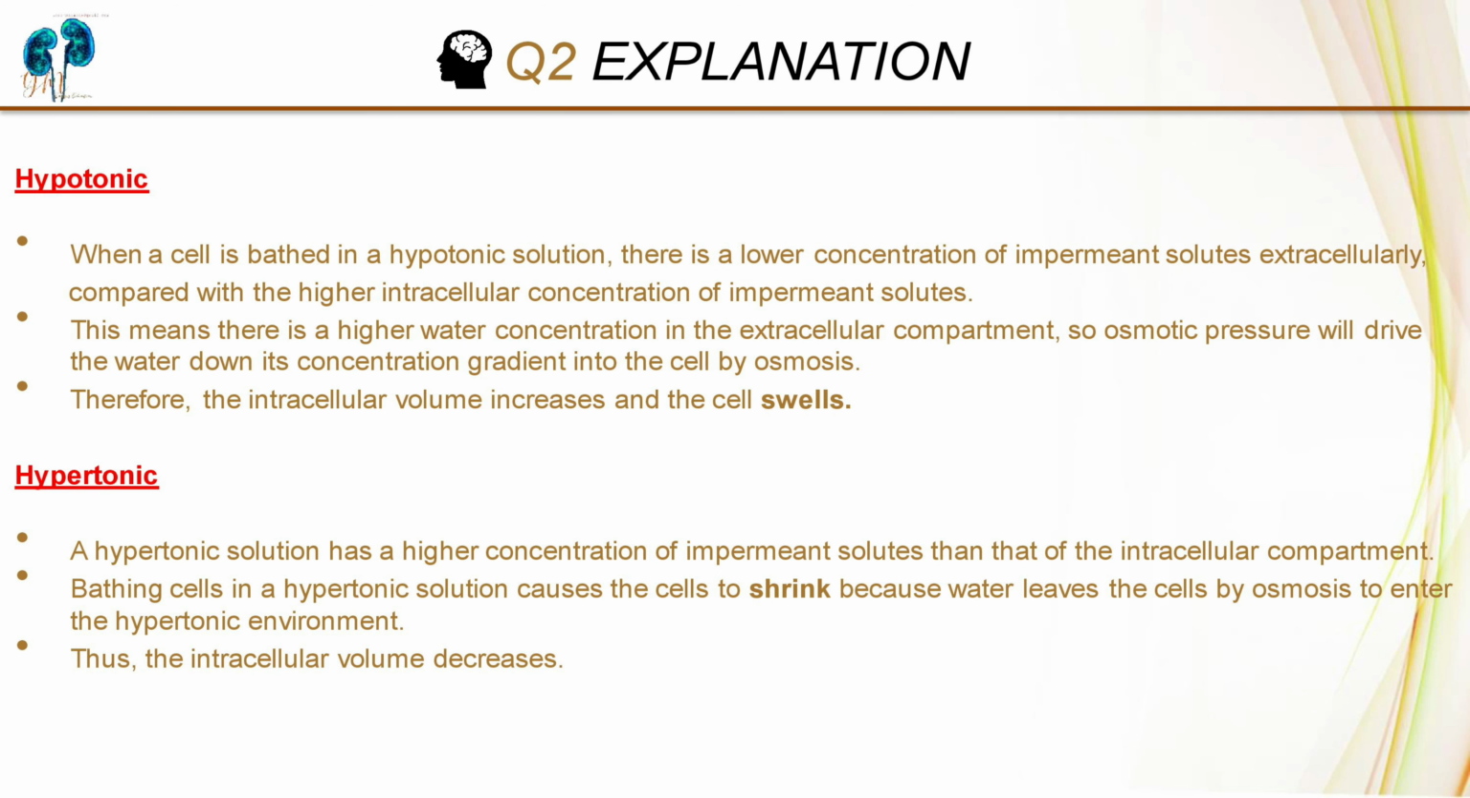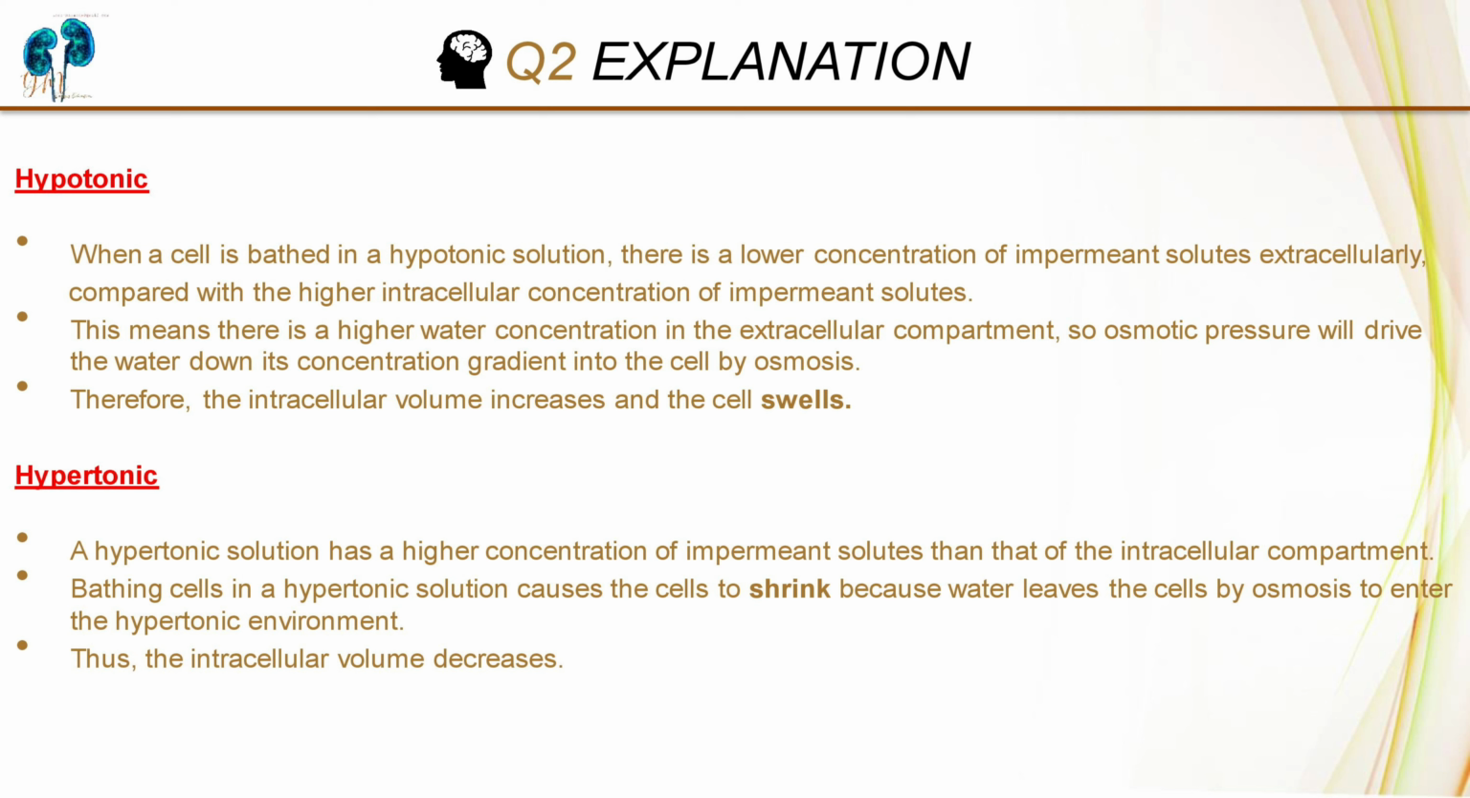So next is hypotonic solution. When a cell is bathed in a hypotonic solution, there is a lower concentration of impermeant solute extracellularly compared with the high intracellular concentration of impermeable solute. This means there is a higher water concentration in the extracellular compartment, so osmotic pressure will drive the water down its concentration gradient into the cell by osmosis. Therefore, the intracellular volume increases, the cell swells and hemolysis will happen.